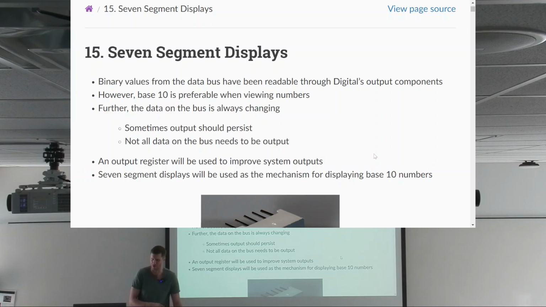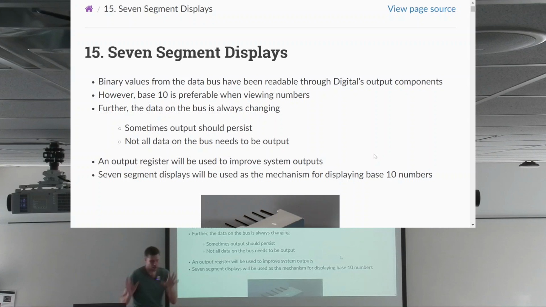with the address register. Remember how with the address register we needed a way to isolate a value. We put it into a register, and then we use the value from the register to index RAM. We're going to do the same thing for output. We're going to use a register.